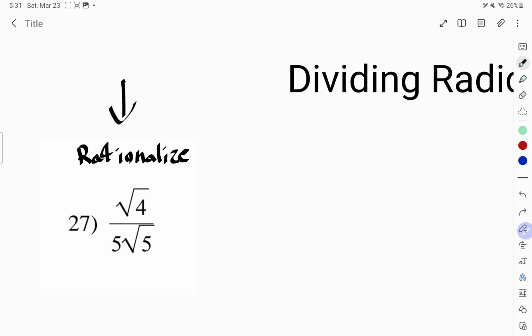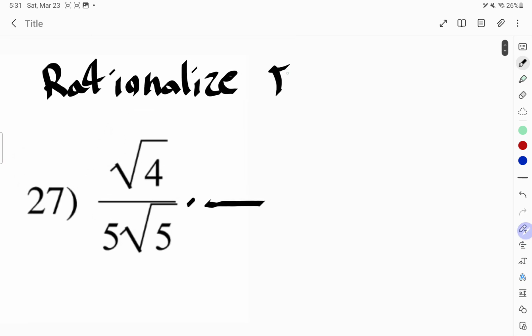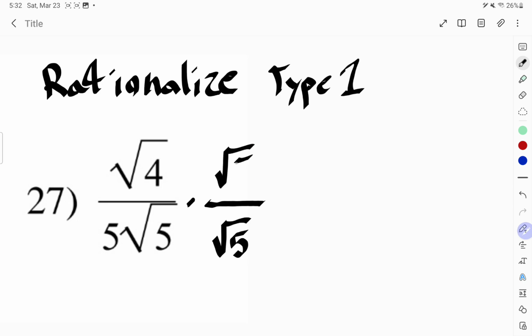Now, the method's pretty easy. You're going to be looking at your problem, and all you do is look at the radical. This is the type 1 problem because there are different types of problems. Okay, this is type 1. Type 1 and type 2, you literally do the same thing. You're going to look at the radical, and you're going to multiply the bottom by the radical, top and bottom. That's all you got to do.